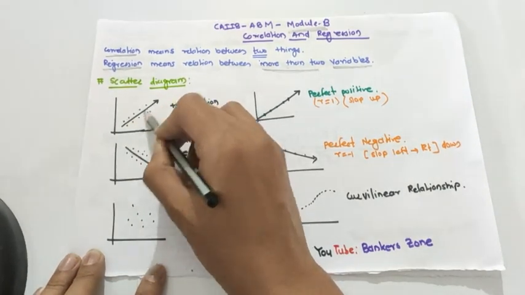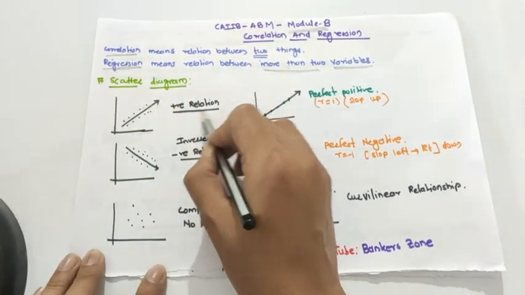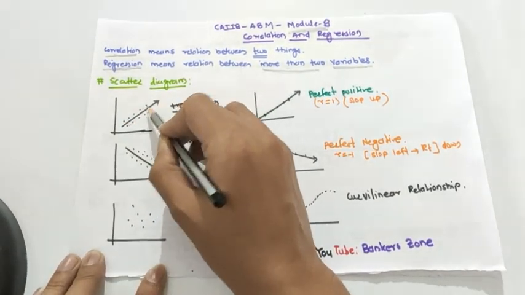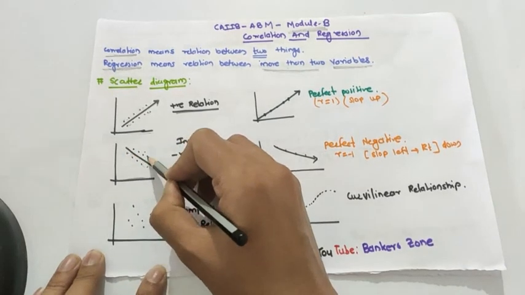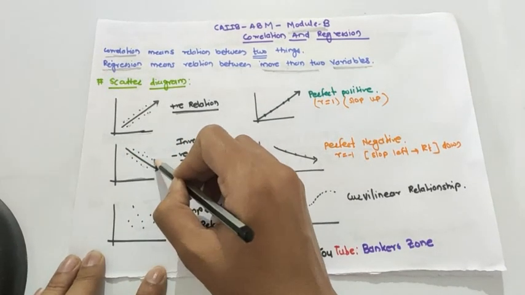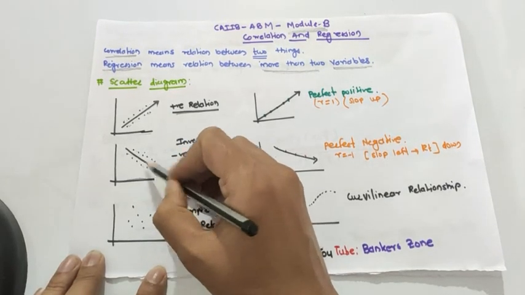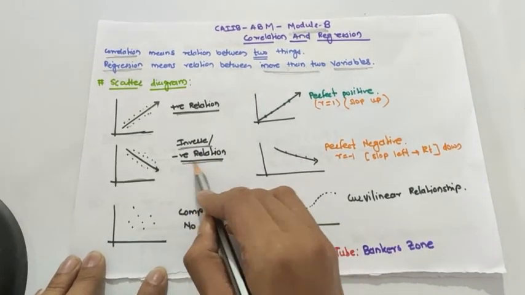See here, in the first graph, the points are scattered like this. That means the graph is upward. You can say it is a positive relation between two variables because the graph is going upward, right? See here, the points are scattered downward and they are near the line, and the slope is downward.